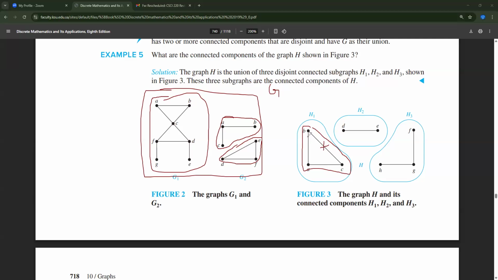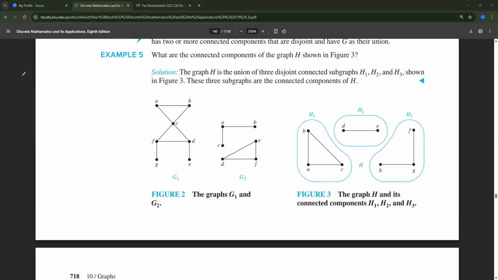I just have to go B to C. I can just go through A. Right, same thing here. So F, H, G. I can go from H to F. I just gotta go through G. Right?